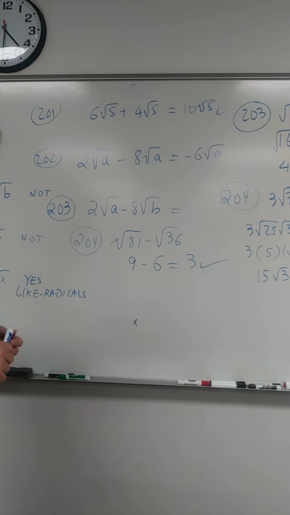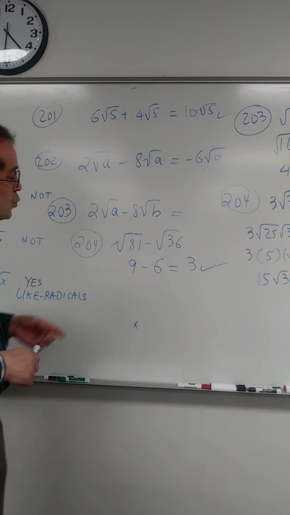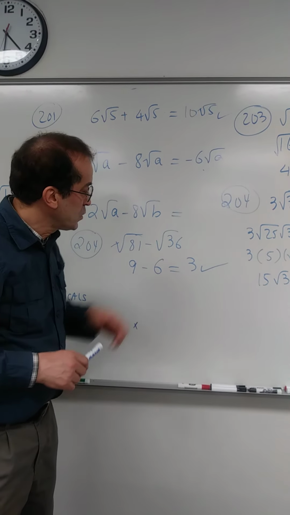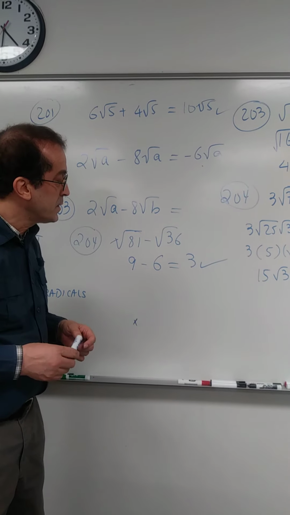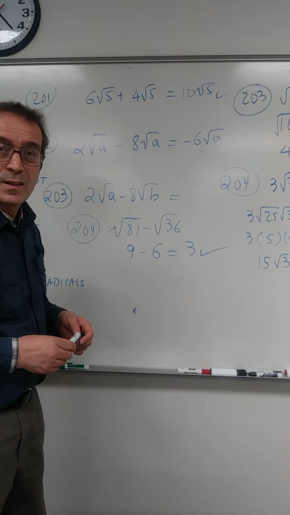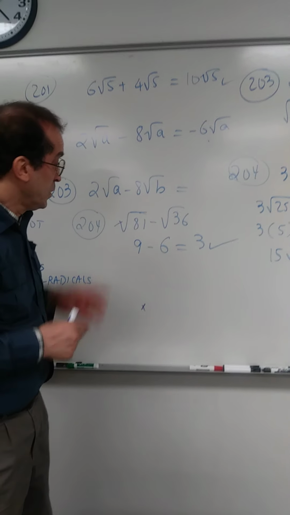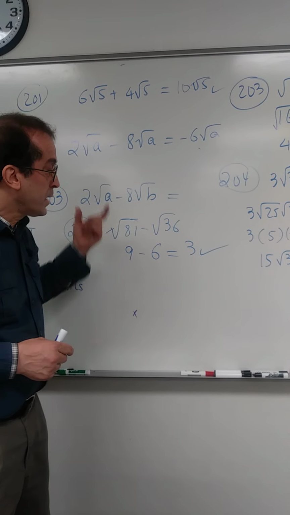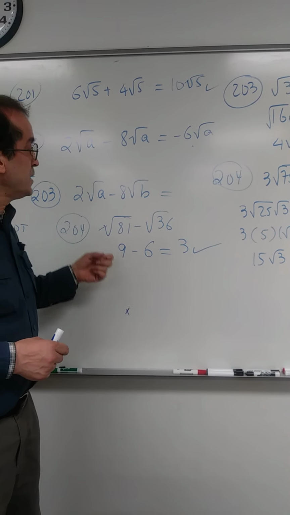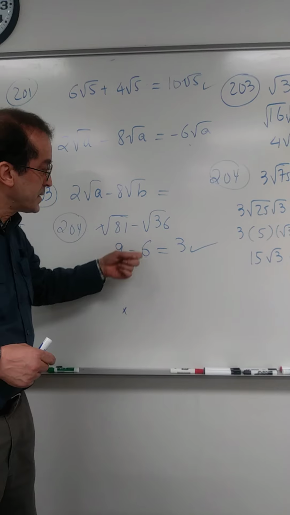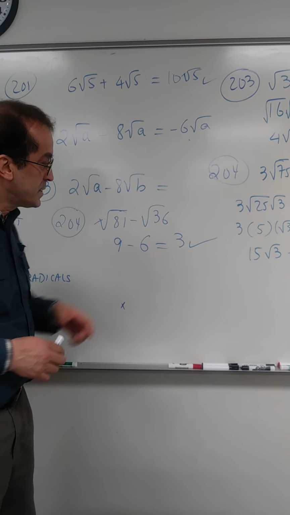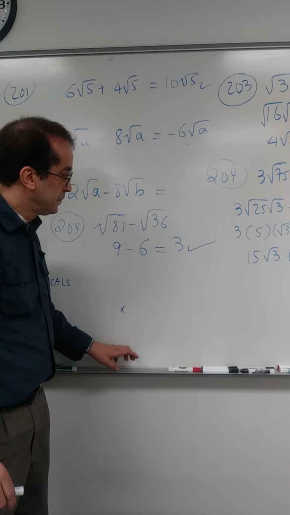We're going to do some numbers next. Square root of 81 minus square root of 36 can be calculated without simplifying. We don't have to simplify 81. We can calculate it directly. Square root of 81 is 9, square root of 36 is 6, 9 minus 6 is 3, and that's the answer.